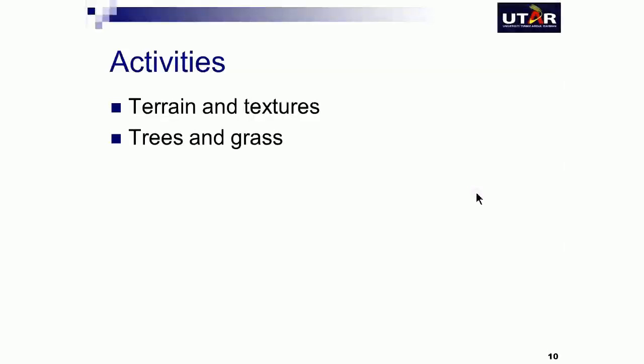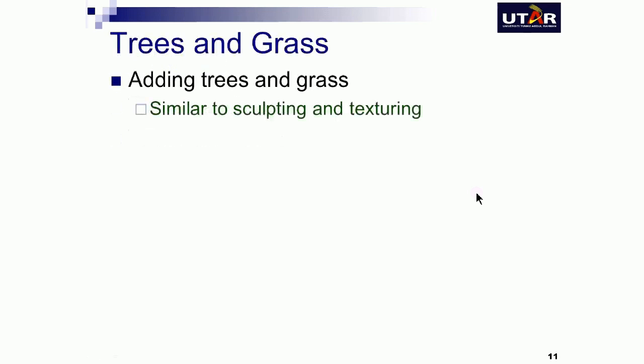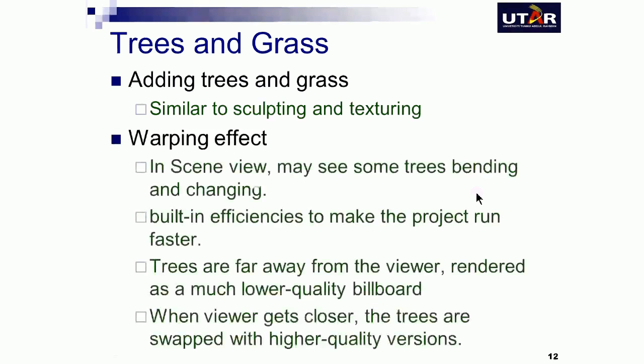Okay, let's look at trees and grass. Adding trees and grass to the terrain is very similar to the sculpting and texturing that we saw earlier. And with trees, there is something called a popping effect, which is how the rendering engine in Unity works.